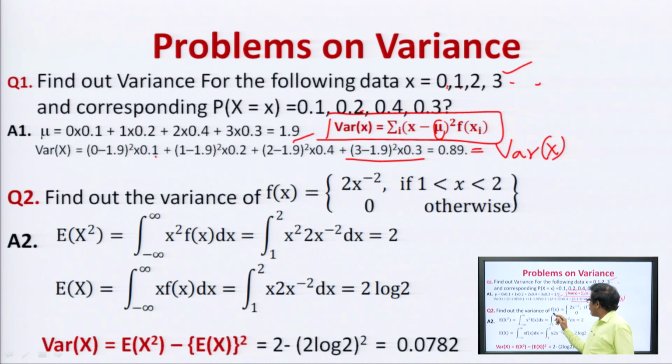Another question: the variance of f(x) if f(x) is equal to 2x to the power minus 2, for a continuous random variable. Now, we use this particular formula: the variance of x is equal to the expectation of x square minus the expectation of x, whole square. The expectation of x square is the integral from minus infinity of x square f(x). What is f(x)? 2x to the power minus 2, which gives the value 2, and the expectation of x is x into f(x), which is equal to 2 log 2. Now, the variance of this continuous distribution is E(x square) minus (E(x)) whole square. Numerically, when we substitute the values of these two expectations, our variance becomes this particular value, 0.0782.